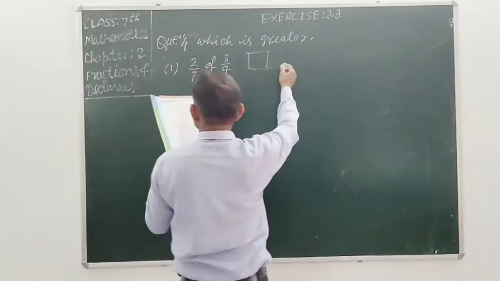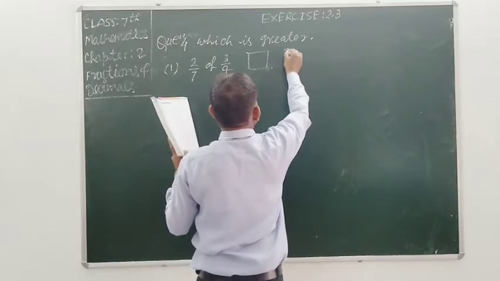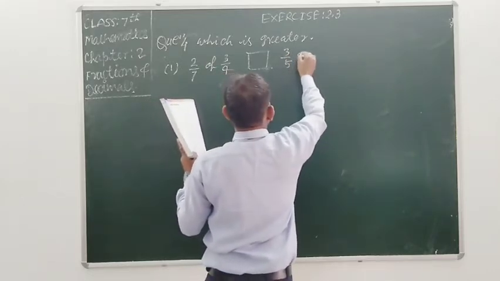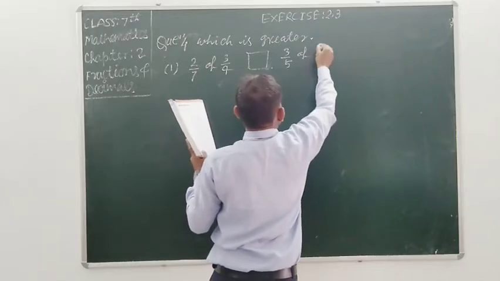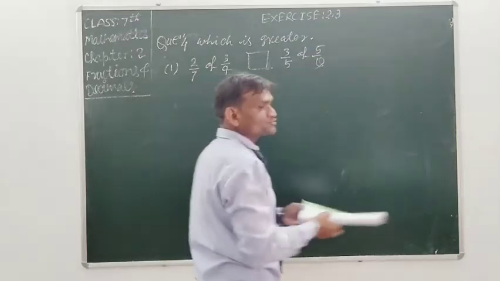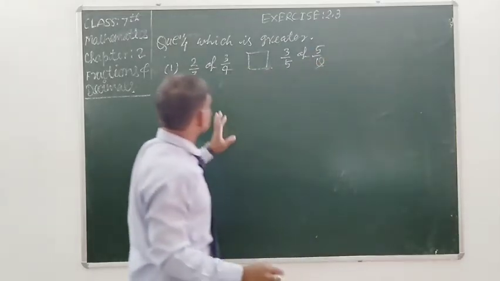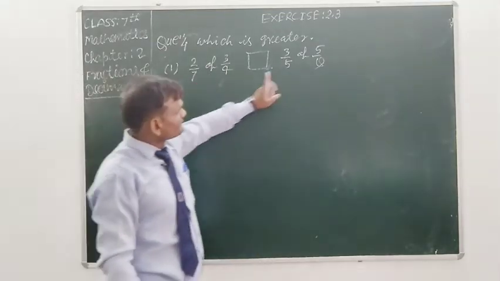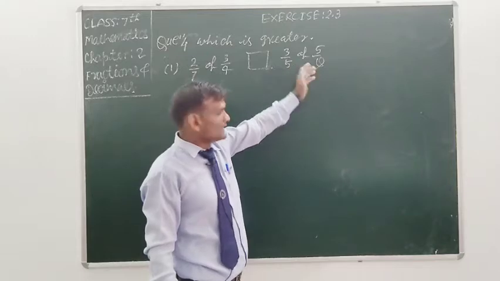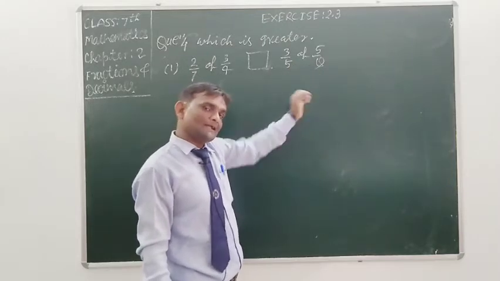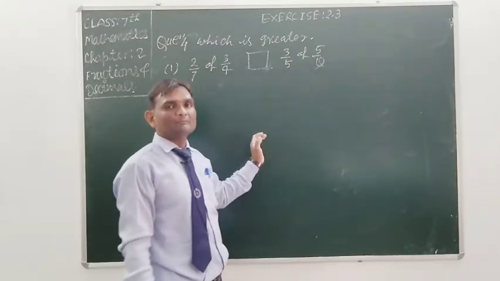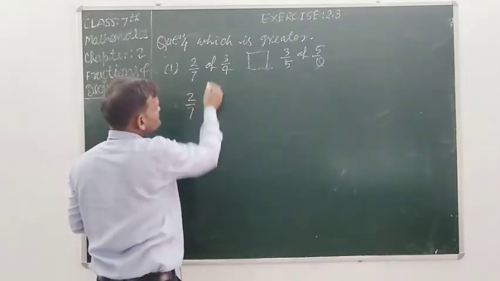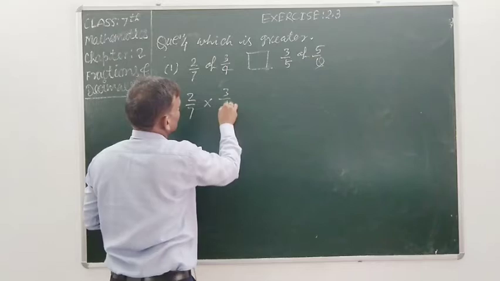And the second part is, student, 3/5 of 5/8. So student, firstly we solve this and we get one fraction. After this we solve the other part and we get another fraction, and at last we compare. So 2/7 of means multiply by 3/4.